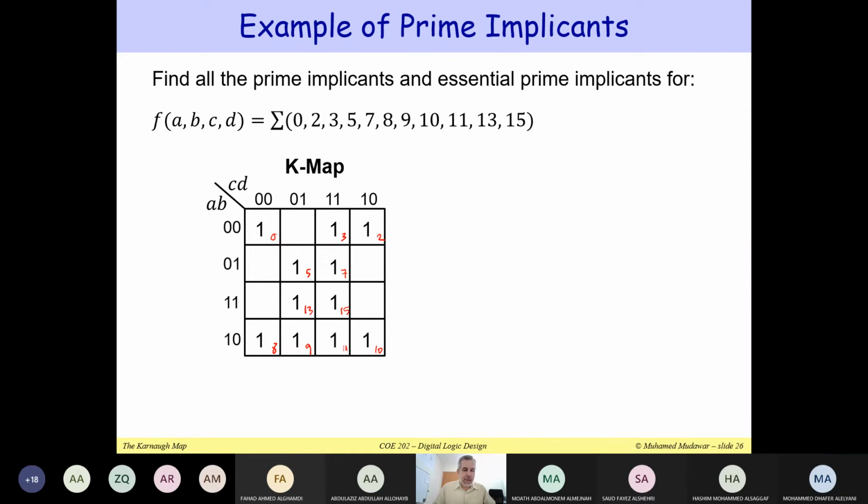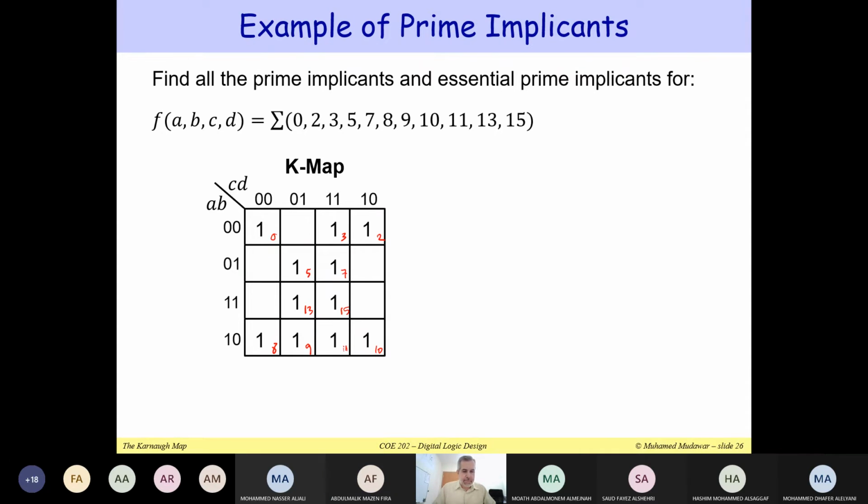Yes. What else can you see? 5, 13, 9. This is not a prime implicant. We can't, it needs to be a power of 2. 5, 7, 13, 15. 0, 2, 8, and 10. Yes, thank you. Yes, this is also a prime implicant. What else? 5, 7, 13, 15. Yes.